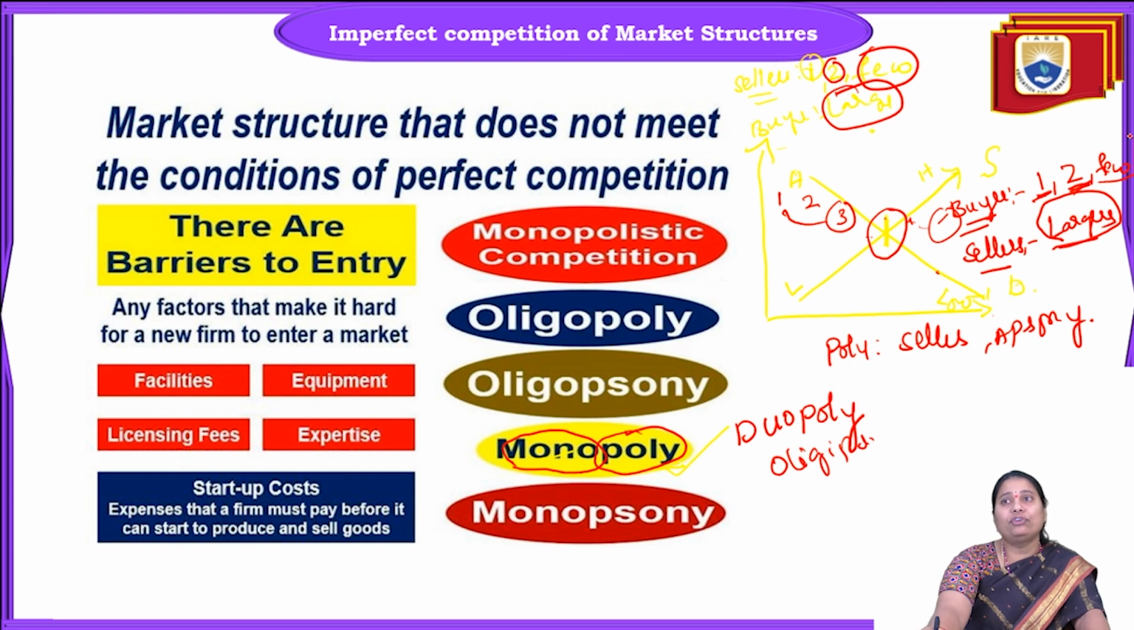If a few buyers are there and a larger number of sellers are there, we can say that is an oligopsony market. So based on the number of sellers and buyers, these are all market structures, because we are observing the number of buyers, the number of sellers, and the type of products.